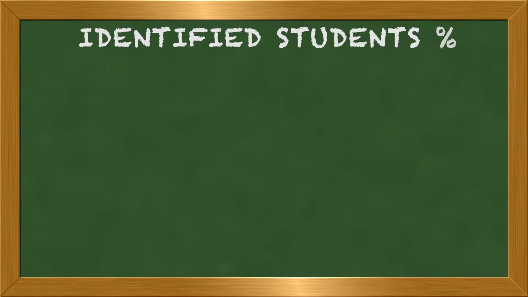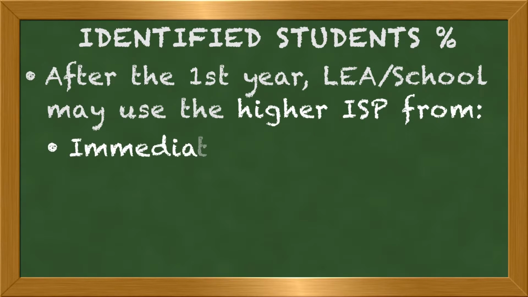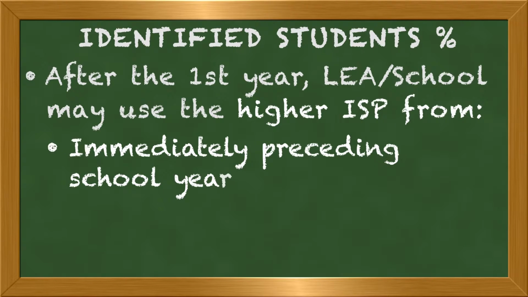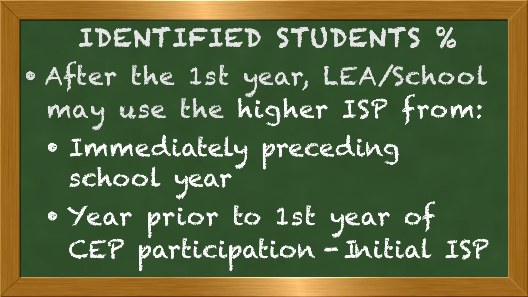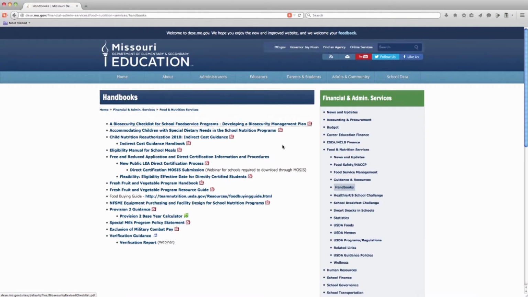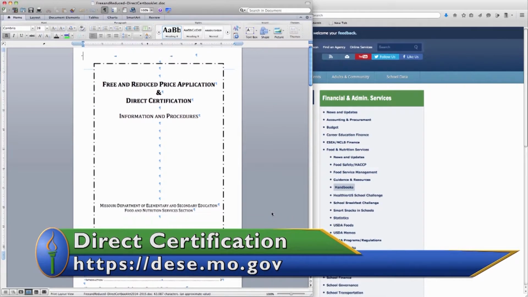That's another important factor. During the second, third, and fourth years, the LEA/school may use the higher identified student percentage from either the immediately preceding school year or the year prior to the first year of CEP participation. This would be your initial identified student percentage. In Missouri, LEAs are strongly encouraged to conduct direct certification. Further guidance is available from MoDESE Food and Nutrition Services.